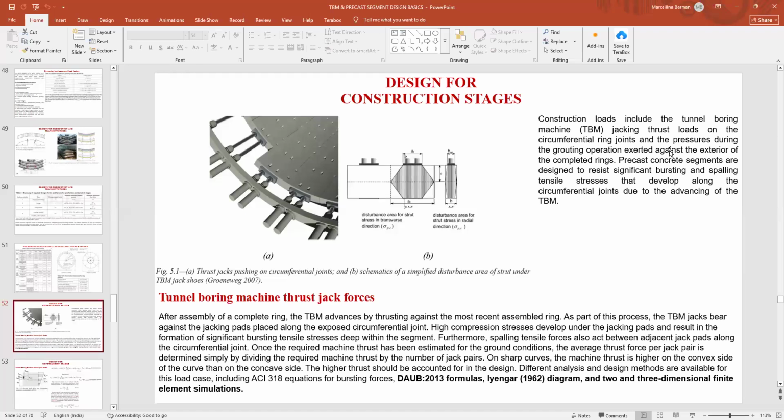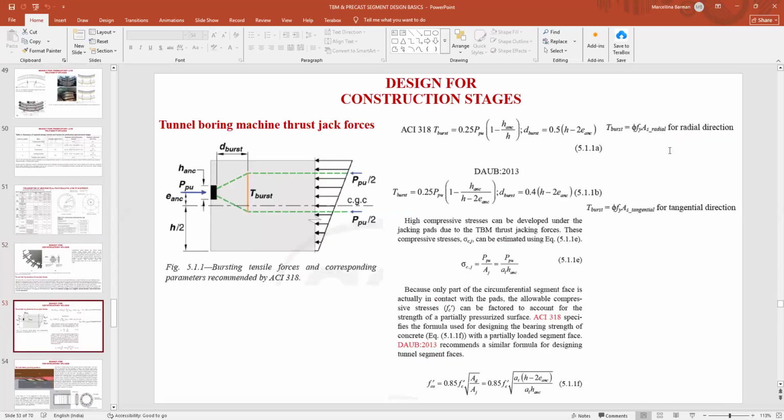Sometimes these jacking pads are not perfectly aligned with the segment center line or the segment edge, and a certain amount of eccentricity can develop that can produce cracks, tensile stresses, and distortion of the segments also. So this is one of the causes of the development of cracks in the segment. This is basically the formula by which we can determine the bursting tensile forces, and accordingly you can check what tensile stresses are developed. Whatever tensile stresses are developed can be compared, as per whatever codes you are using, with the allowable tensile strength of the concrete you are using.